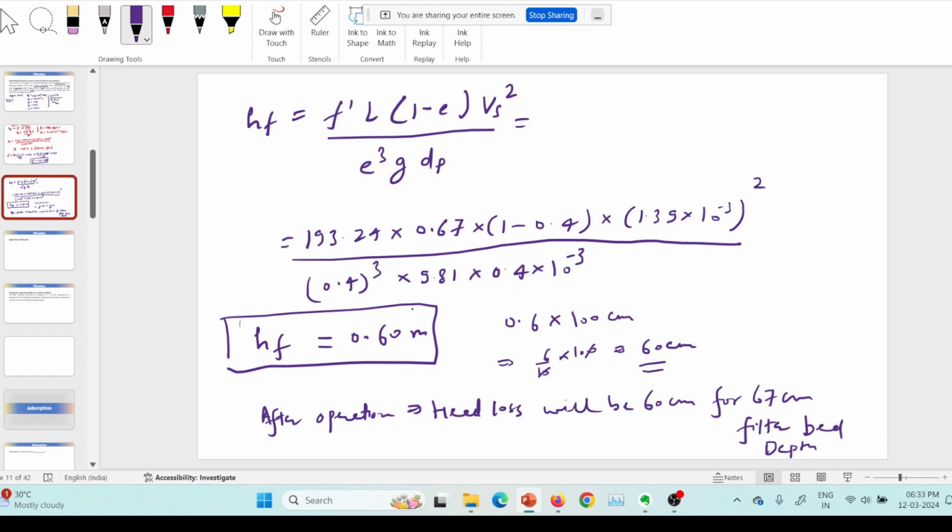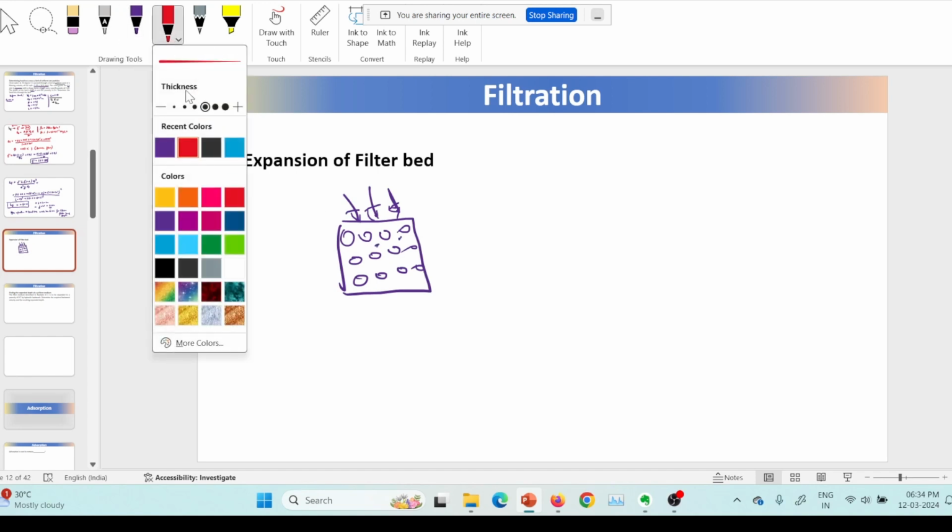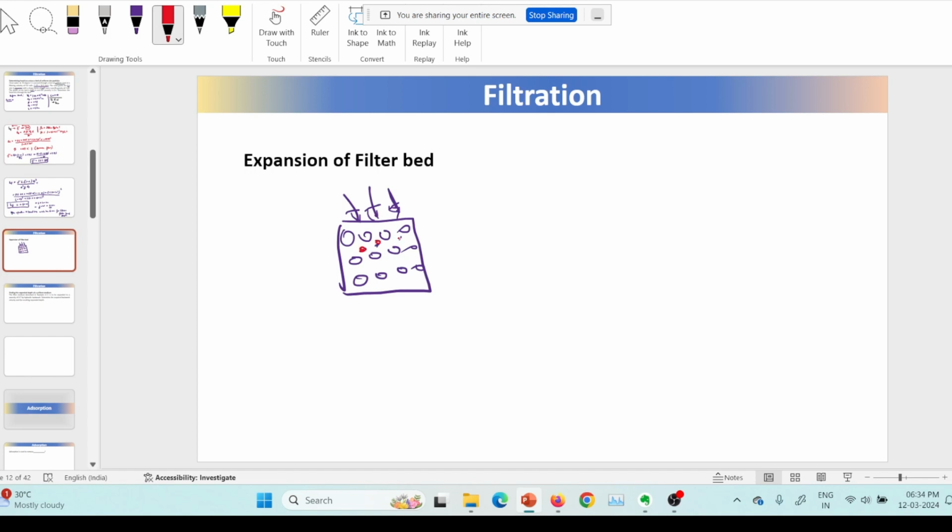So this is the solution for the question. Now we will see expansion of the filter bed. During filtration, what will happen? Suppose this is the filter, which consists of media particles. Water is going down, so the impurities will be trapped inside the filter.